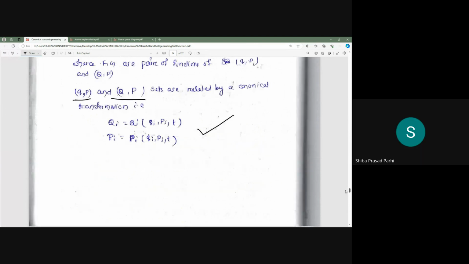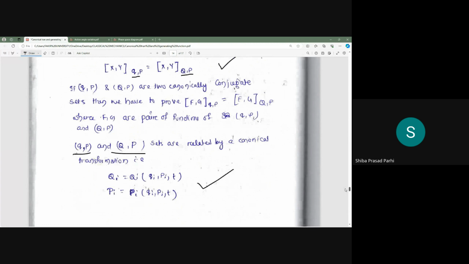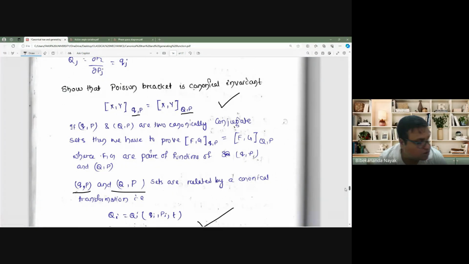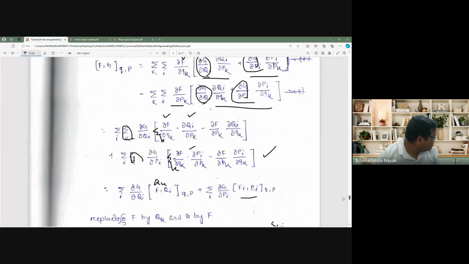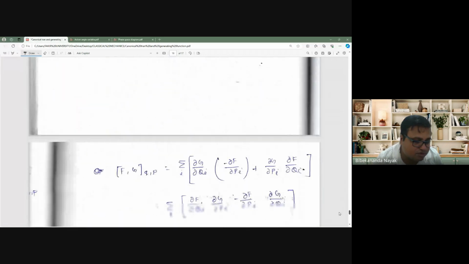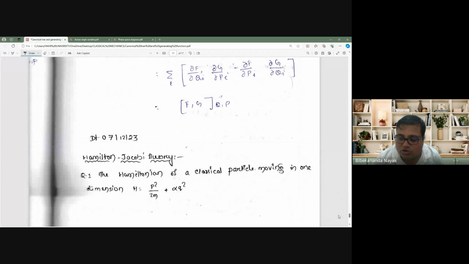Sir, any specific textbook for this? Textbook you can follow: Classical Mechanics by Gupta, Kumar, Sharma, or Herbert Goldstein. Goldstein will be slightly difficult. You can follow Gupta Kumar Sharma or Rana and Joag, or Upadhyay. There are other two books that are very commonly used.